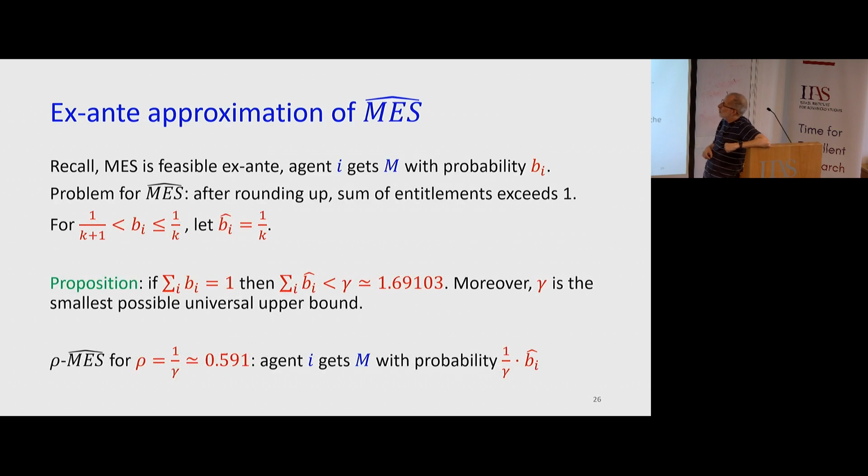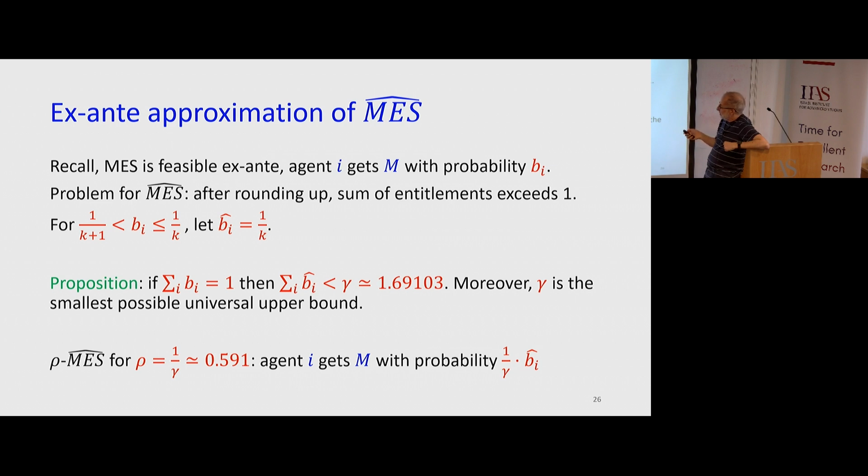So let's start with the MES hat. If we look at additive valuation, then recall that in this case the maximum expectation share is exactly the proportional share, and then it is feasible. If we look at MES hat, then after rounding up, the sum of the entitlements already exceeds 1. And so the MES hat cannot be a feasible share, because it translates the entitlements to be larger than 1.